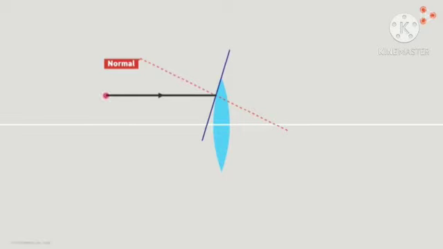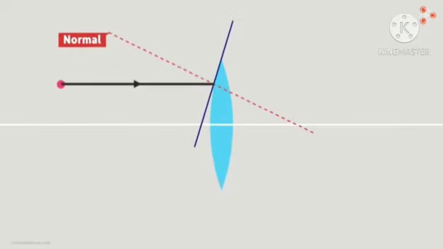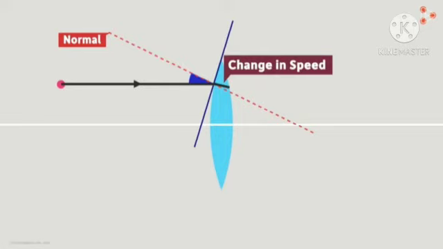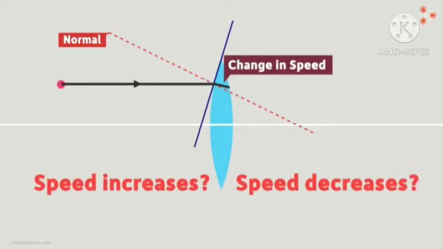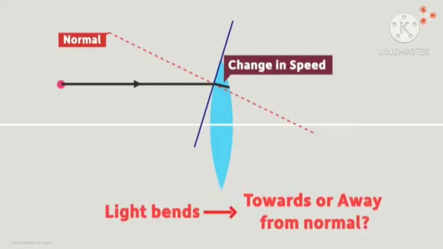Consider a convex lens and suppose a ray of light is incident onto it at an angle. This is the normal at the point where the light ray is incident. Now consider a point object here from where this ray is emerging. What will happen when it enters the lens? This ray is travelling from one medium to another at an angle, so after entering the lens, its speed will change, which will result in its bending. Will the speed inside the lens increase or decrease? And where will the light bend?